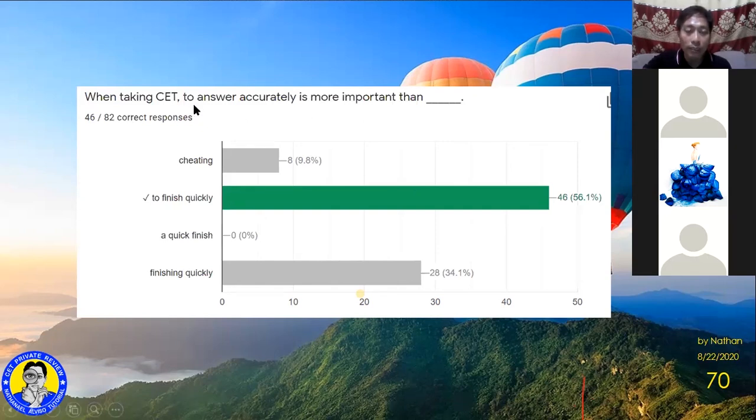When you use "to answer accurately," this is a to-infinitive. So that means when you are comparing it to another verb or noun or pronoun, that other noun or pronoun must also be in the to-infinitive, okay? So saying "done a quick finish" or "done finishing quickly" is not correct. It has to be in the to-infinitive as well. So the correct answer is "to finish quickly." When taking CET, to answer accurately is more important than to finish quickly, okay?